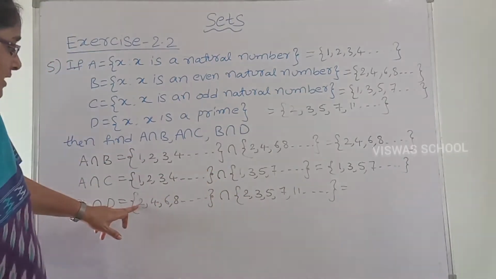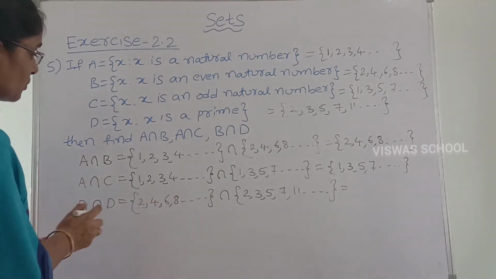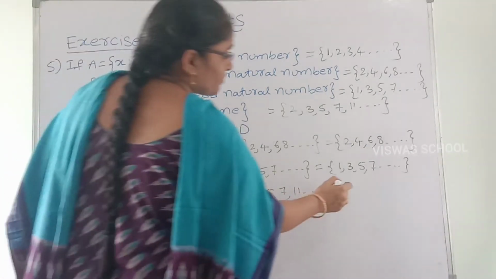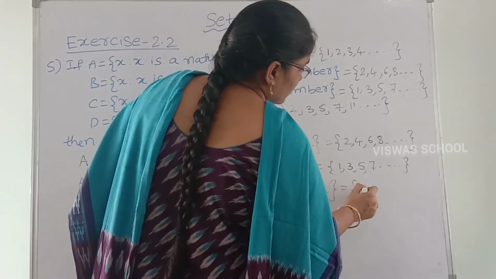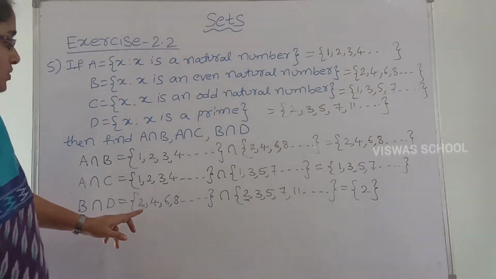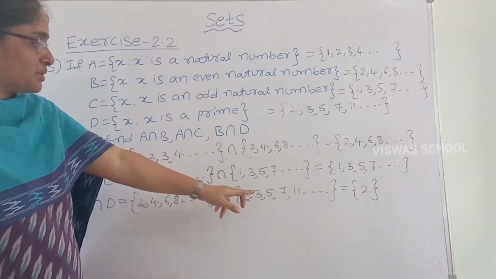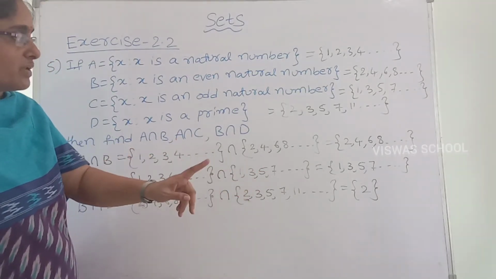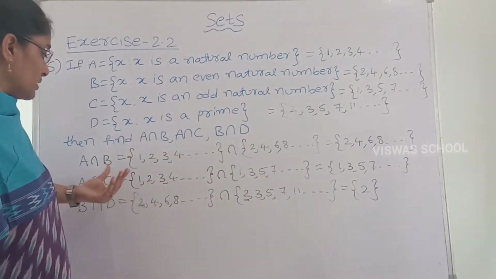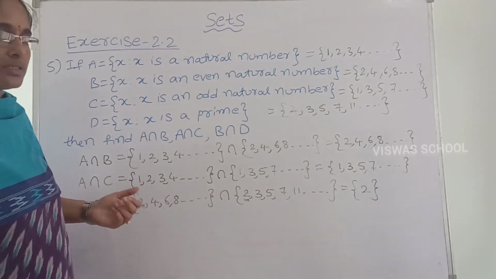And here the even numbers are 2, 4, 6, 8, and so on. That's why here the intersection means only the element 2. Only the common element is 2. This is the even number set and this is the prime number set. In the prime number set we have only one even prime, that is 2. In this way you can find these values: A intersection B, A intersection C, and B intersection D.